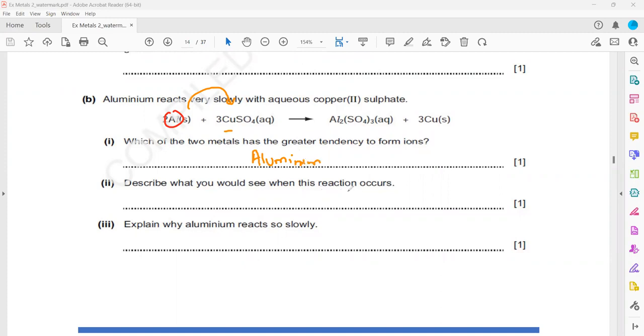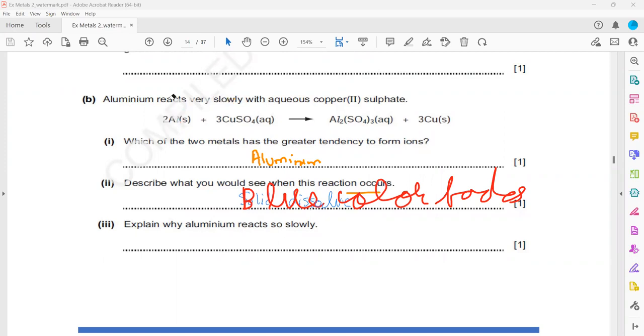Describe what you see when this reaction occurs. So what will be the observation here? Blue. So if I write the color, you can write from that. It's good you are using screen annotation; those who are using chat can also use the chat. Look, aqueous copper(II) sulfate is blue in color, and group 1, 2, 3 salt solutions are colorless. And what is the appearance of copper? Copper is a brown or pink solid.